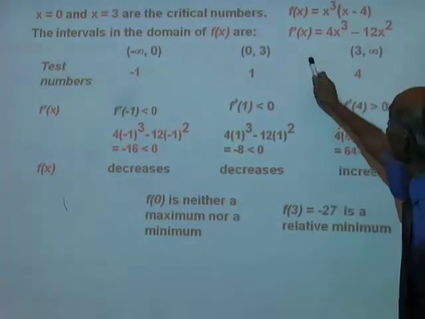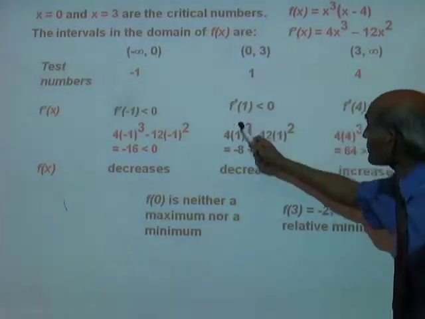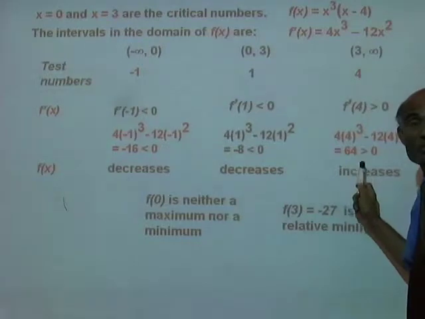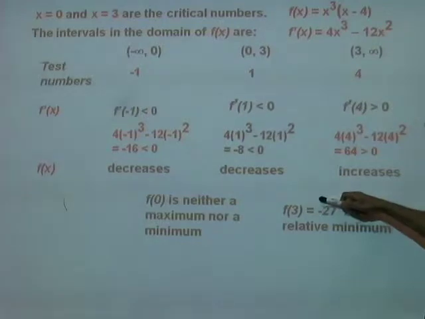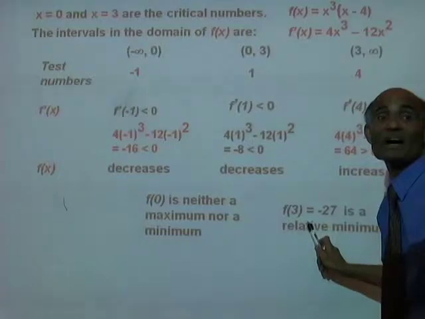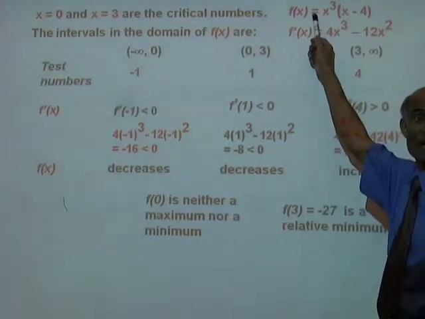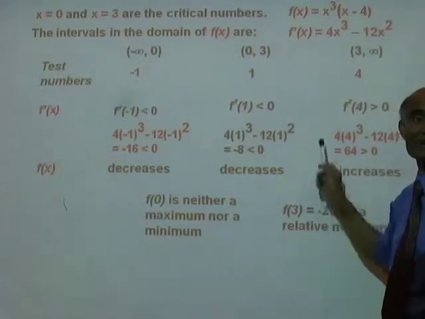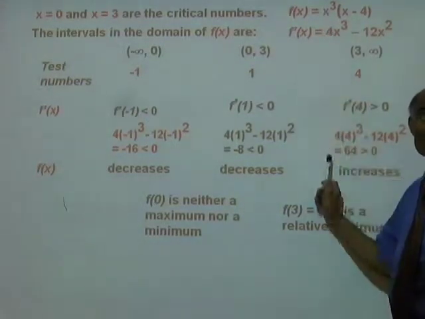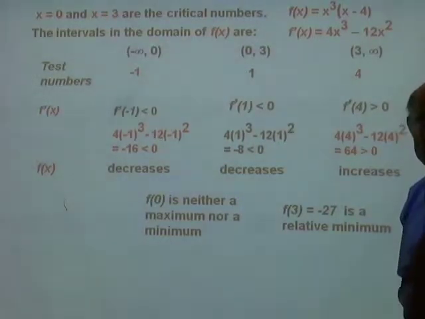But how about x equal to 3? It is a critical number, and on the left of 3 it is decreasing, on the right of 3 it is increasing. That means if you decrease and then increase, at x equal to 3 you have a minimum. And if you now put x equal to 3 into the function, f of 3 is negative 27. Try that on your calculator. Find the value of the function when x equal to 3. That will be negative 27, and that is a relative minimum.